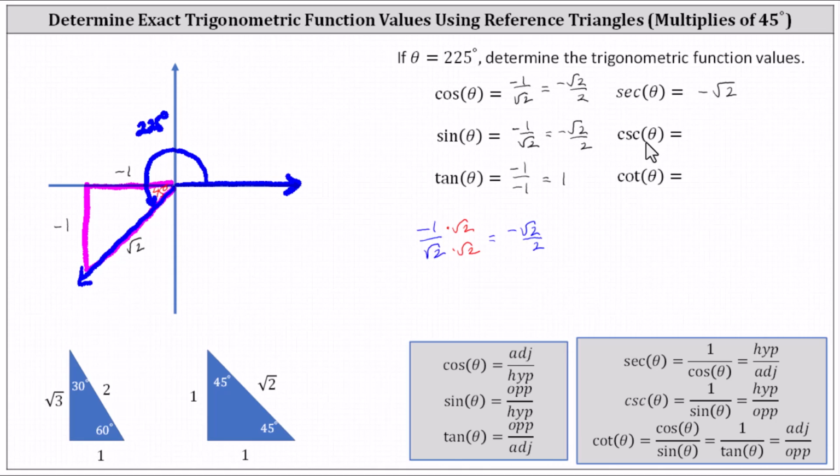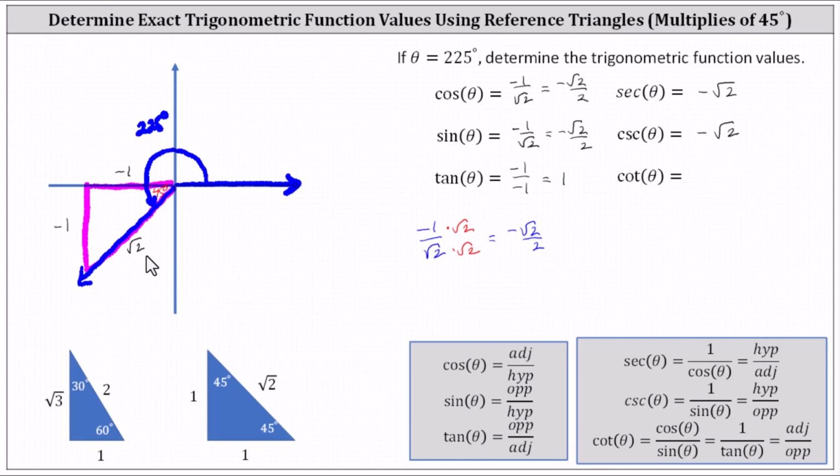Similarly, the cosecant function value equals the reciprocal of the sine function value. Cosecant 225 degrees equals square root 2 divided by -1, or negative square root 2. Or using the reference triangle, the cosecant function value equals the ratio of the hypotenuse to the opposite side, which still results in negative square root 2.